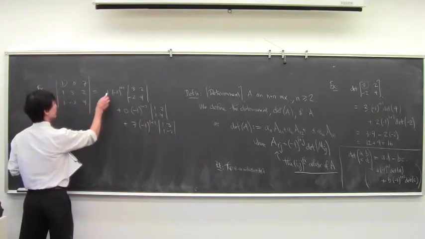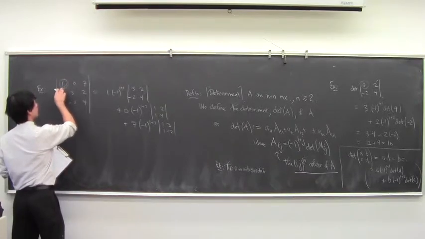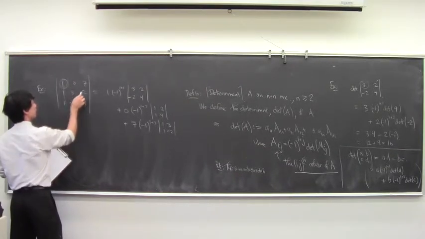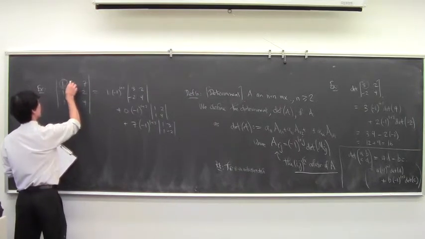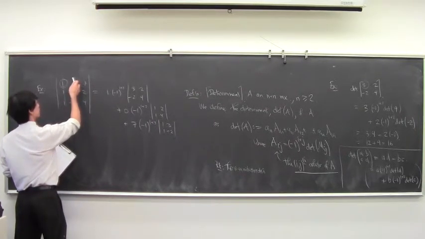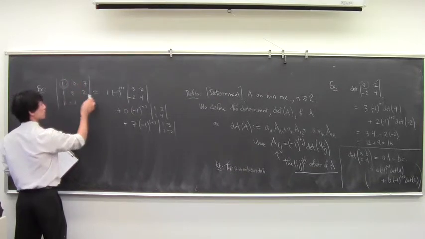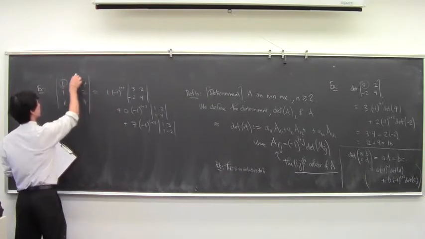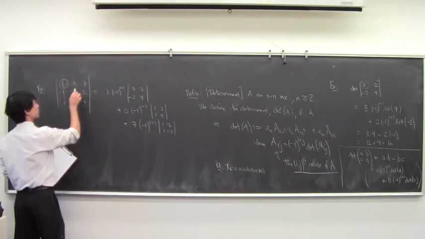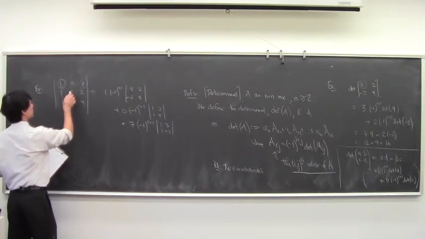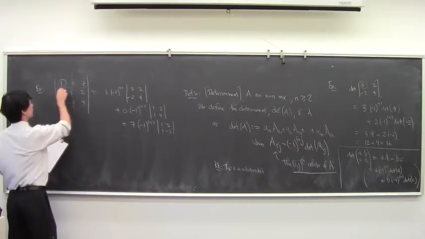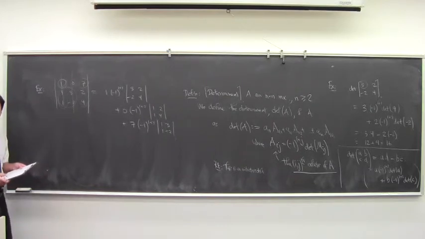Right? You have this guy, and then you have negative 1 to the 1 plus 1, because we're dealing with the 1, 1 position. And you multiply it by the determinant of this. Then you add on this guy times negative 1 to the 1 plus 2, so that's a -1, times the determinant of this matrix, the remaining minor matrix, plus 7 times -1 to the 4 times the determinant of this minor matrix.